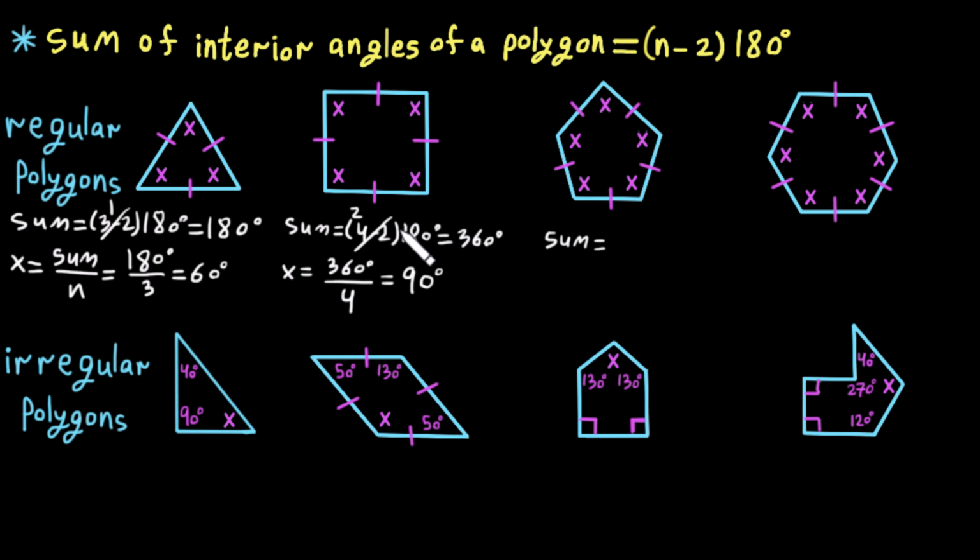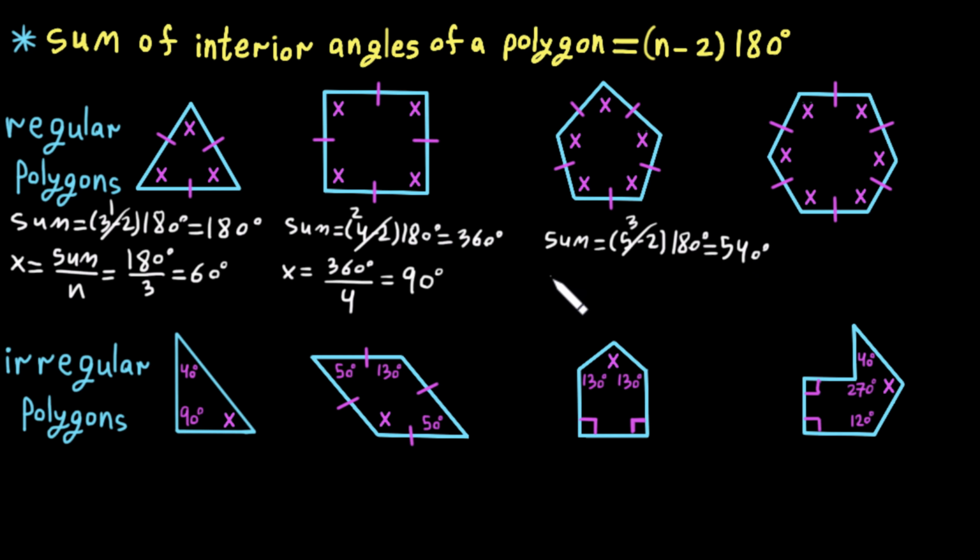Now, exactly as we did here. So we have to substitute here n with 5, because here we have 5 angles or 5 sides. So it will be 5 minus 2 multiplied by 180 degrees. 5 minus 2 equals 3. 3 multiplied by 180 degrees, which is 540 degrees.